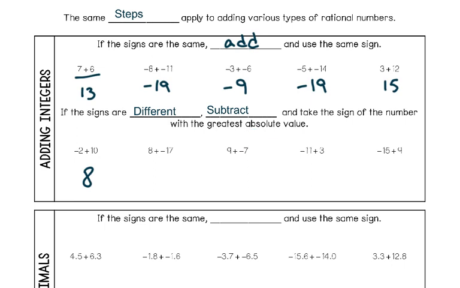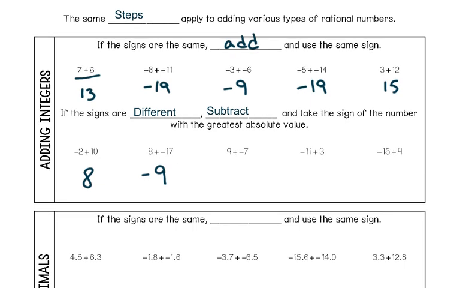So they're different, so I'm going to subtract. 17 minus 8 is 9. And there's more negative numbers than positive numbers. If these were counters, I would have more negatives than positives. So this would be a negative 9. Go ahead and try the next three by yourself and then press play when you're ready to check.